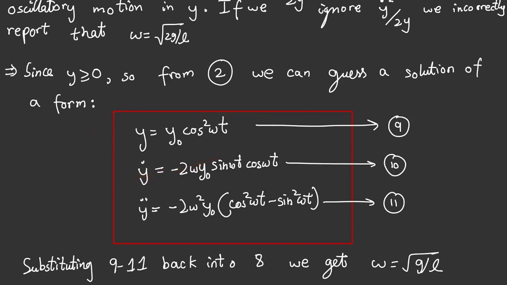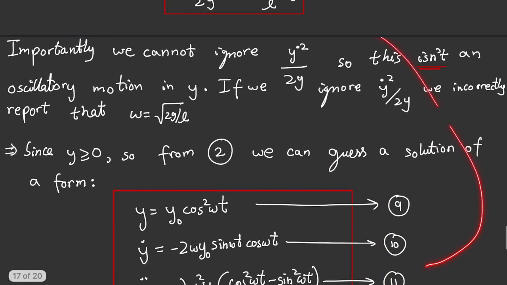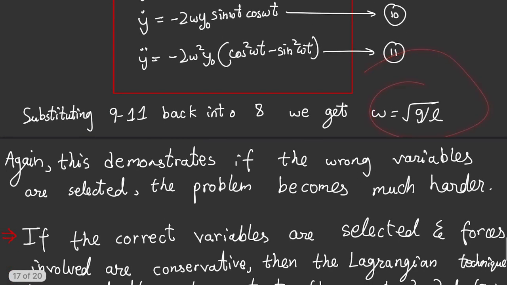I am assuming the solution to be of a form like this. So this is not a proper method of solving the differential equation. I am guessing a solution. So I will not be delving into the calculation. You just substitute all these three back into this, and we'll get omega as correct, which is nothing but root g by L.